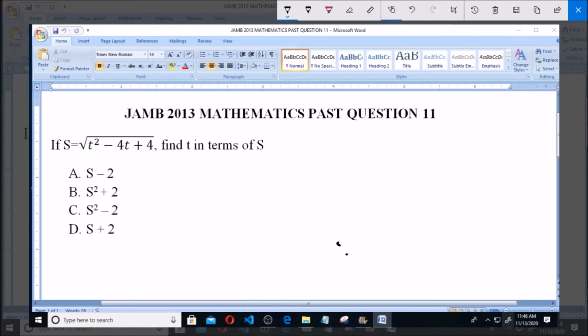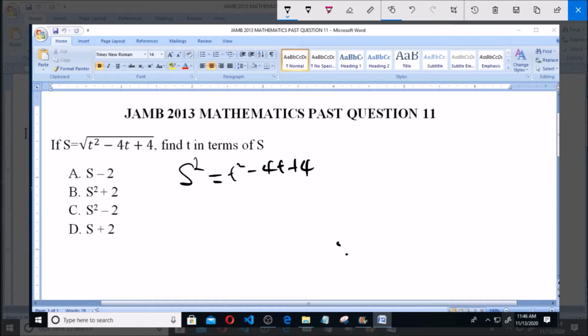So, s is equal to the square root, and we want s squared. Now, to eliminate this square root, we simply square both sides. So squaring both sides, we eliminate the square root and we have s squared equal to t squared minus 4t plus 4.